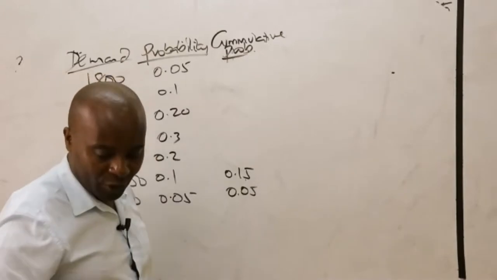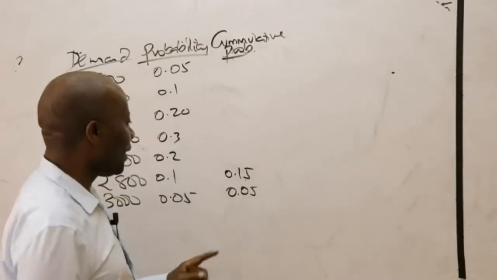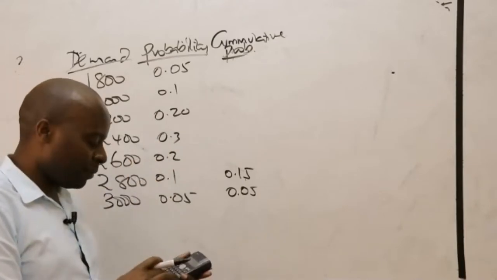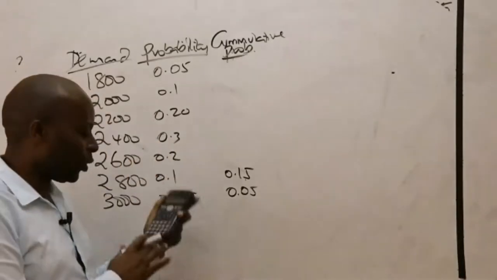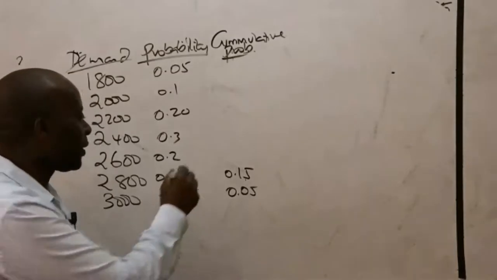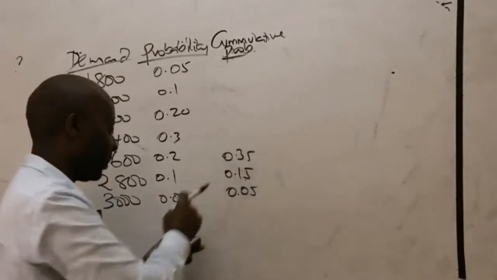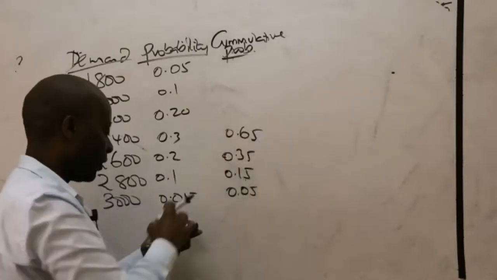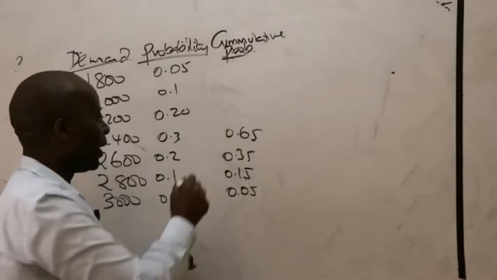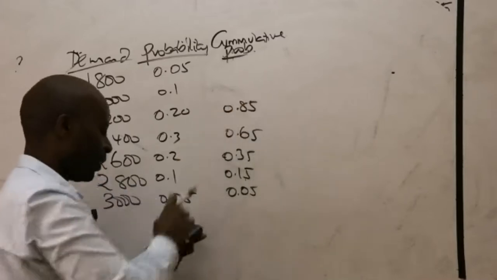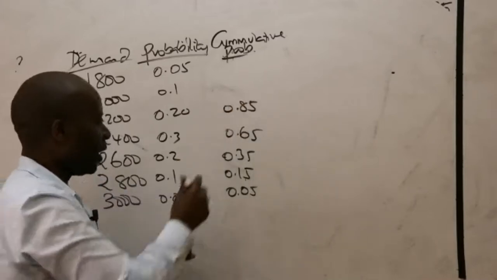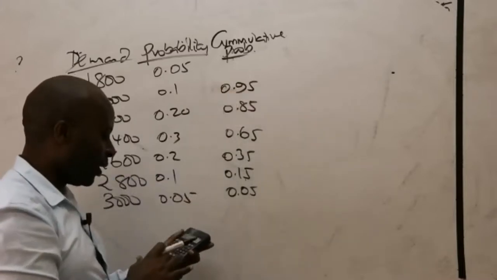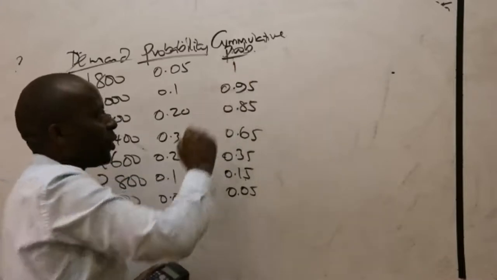So here, because it's a perishable item, we are getting our cumulative probabilities upwards. So we have here 0.15 plus 0.2, giving us 0.35, plus 0.3, giving us 0.65, plus 0.2, giving us 0.85, plus 0.1, giving us 0.95, plus 0.05, giving us 1 exactly.